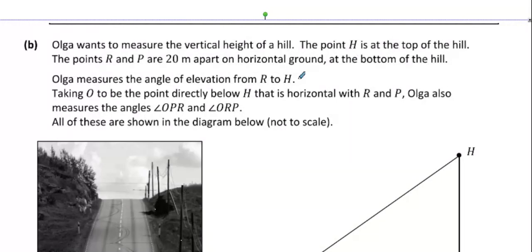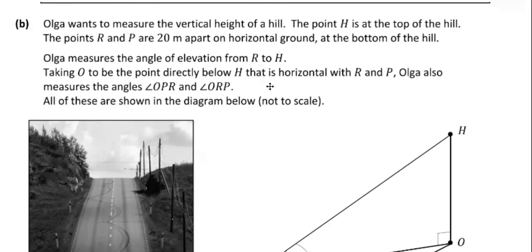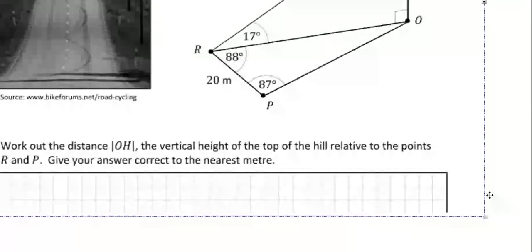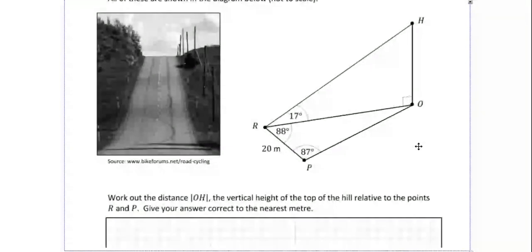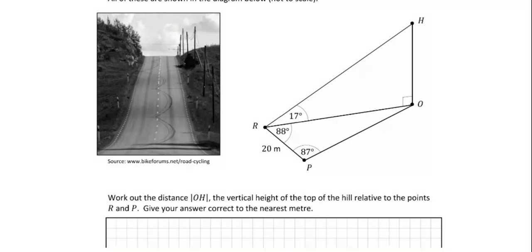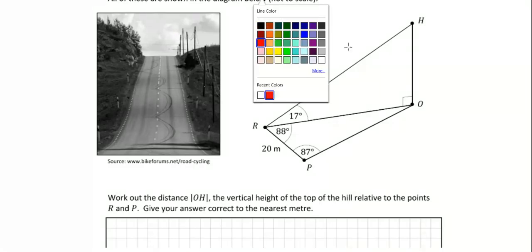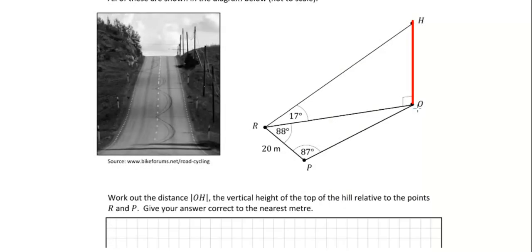Olga wants to measure the vertical height of a hill. The point H, which is the top of the hill, and the points R and P, which are 20 meters apart on horizontal ground. What does that mean, horizontal ground? It means this is my horizontal ground. That's my pole. Anything that has the pole as a side is going to be a right angle triangle. So I'm going to show you two right angle triangles. See that red triangle? That's right angled.